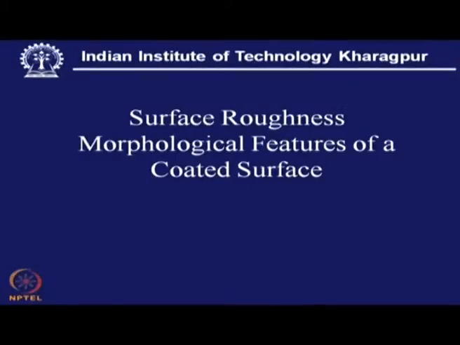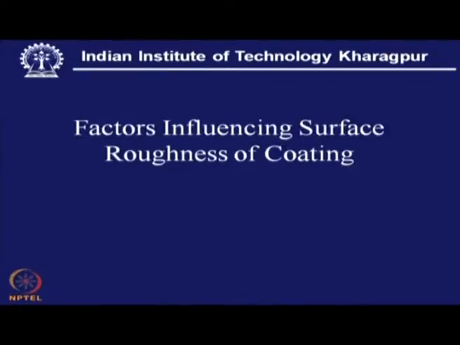Surface roughness is a morphological feature of a coated surface. That means surface roughness is just a reflection of the morphological features of a coated surface, and there we look at the factors influencing the roughness of the coating. This is important because roughness is the outcome and the input variables are the process parameters.